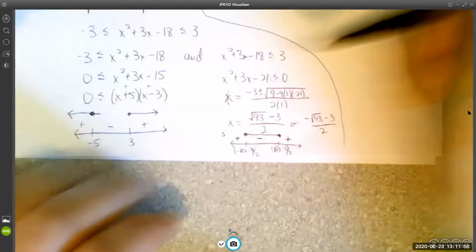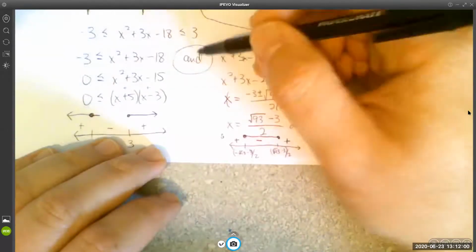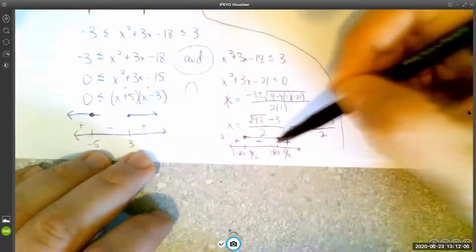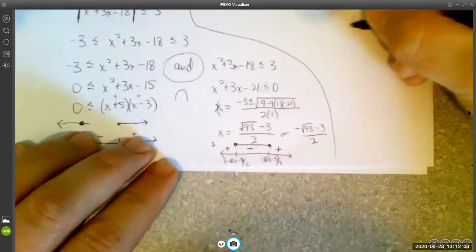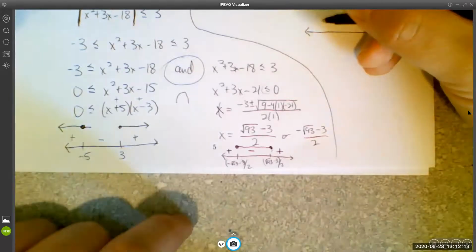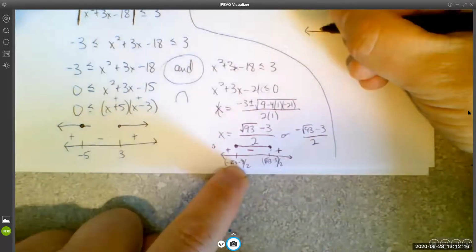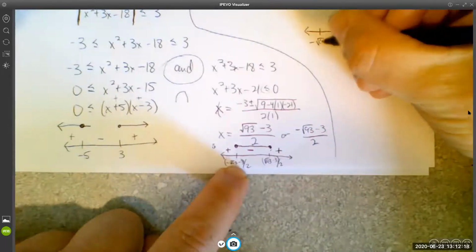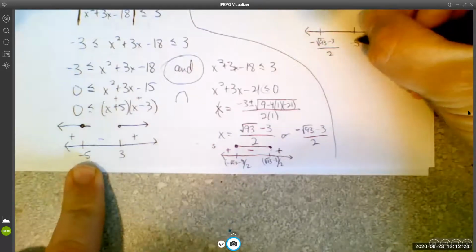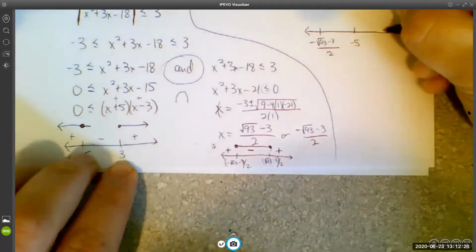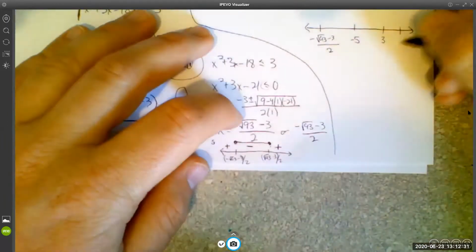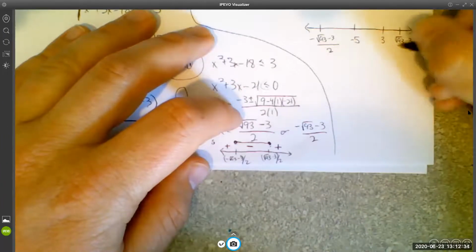Now, how do I put all of this together? Well, this was an "and" inequality, so that implies intersection. So I need to do this interval, intersect this interval. Let me put it all together onto just a single number line. I've got negative root 93 minus 3 over 2, and then I've got negative 5, and then I've got 3, and then I've got positive root 93 minus 3 over 2.